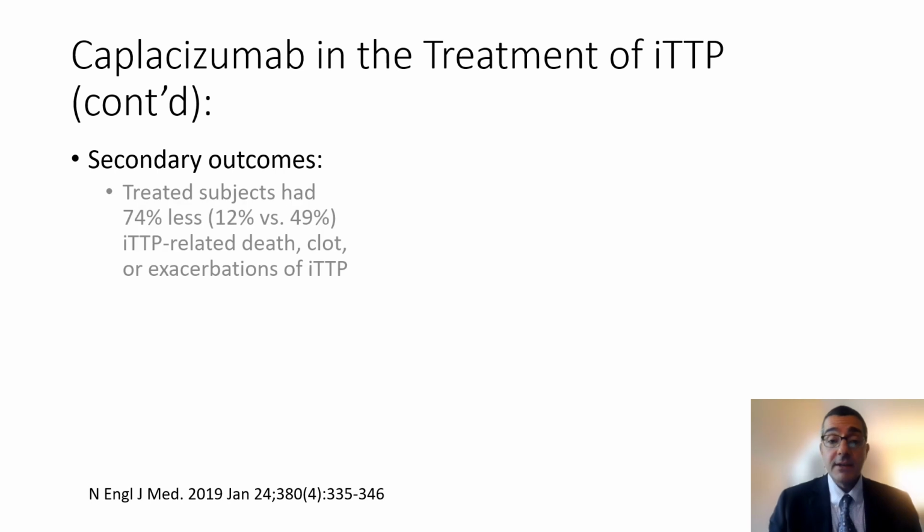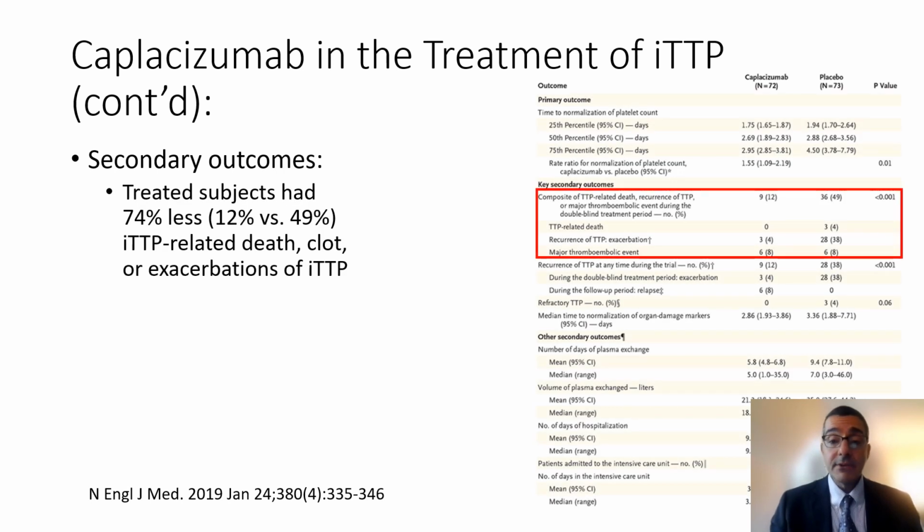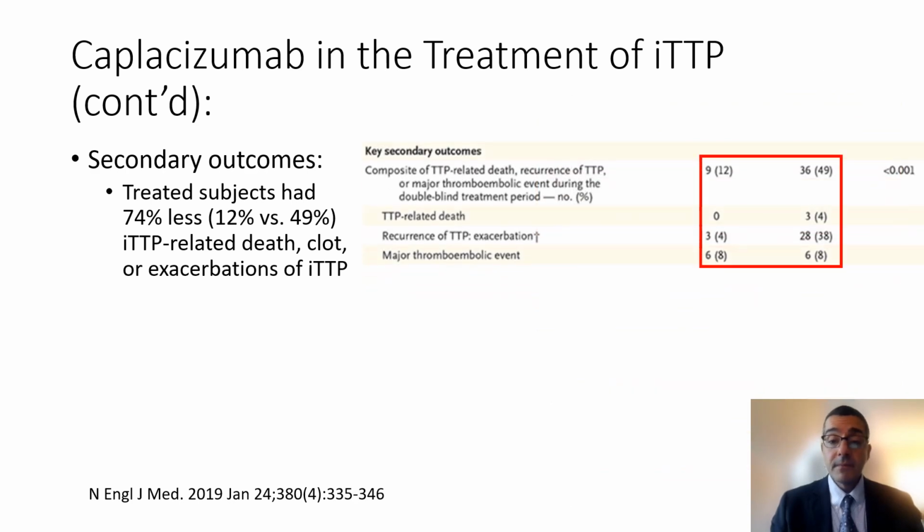In addition to the secondary outcomes, patients who were on caplacizumab had less of that combined endpoint. So in other words, for this combined endpoint of death, recurrence, and blood clots, only 9 versus 36. And what I think is very important, there were no deaths in the caplacizumab arm, but 3 in the standard of care arm. Again, this just shows that despite our best efforts, this study was done in high volume TTP centers, places where there's a lot of expertise in TTP, we still can have death with TTP.